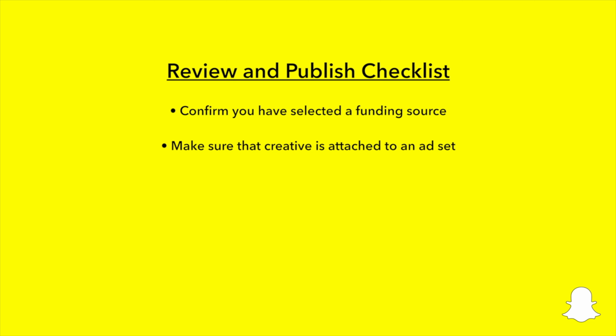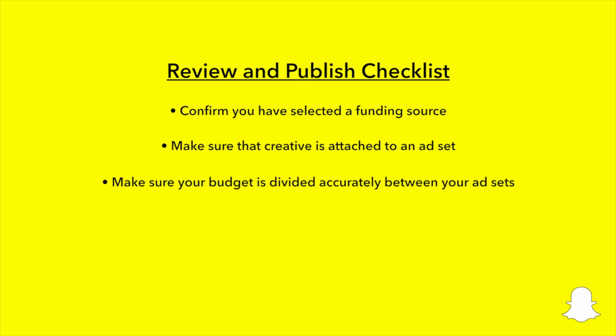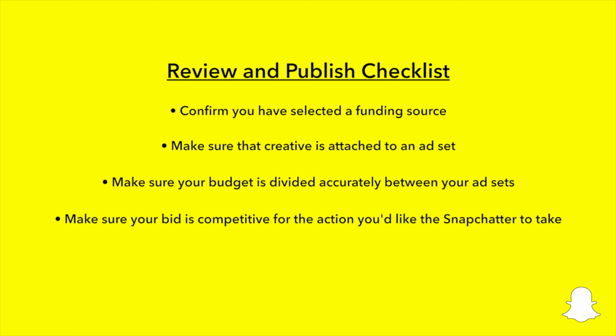So to summarize, make sure that you, number one, have confirmed a funding source. Number two, make sure that the creative is attached. And number three, make sure that the budget is divided correctly. And of course, finally, make sure that the bid is competitive for the action you actually want them to take. If you followed this guide step by step, then your campaign should automatically bid for you. So you should be golden.